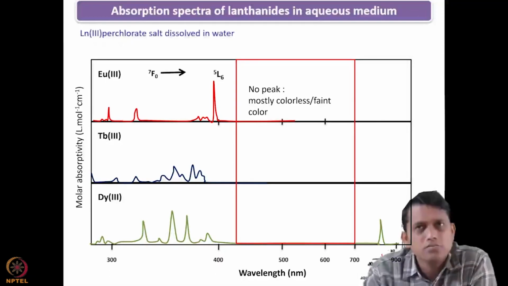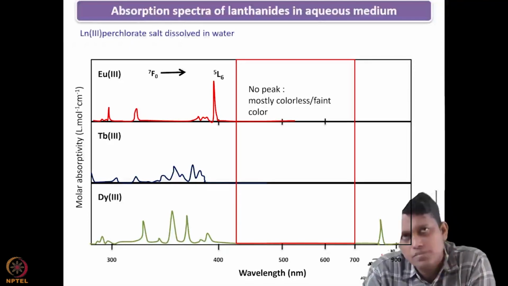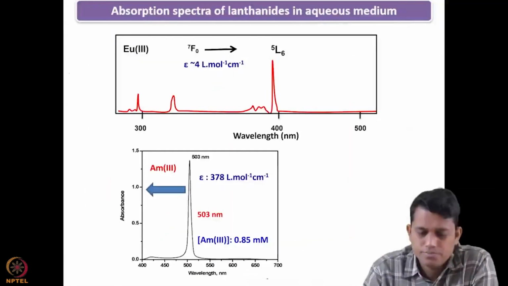These do have some color because again you can see some transitions in the visible region of the spectrum. So whenever you see a transition in this region, you can expect some color when you prepare solutions of this kind of lanthanide. But if you are not able to see any peak in this region, they should be colorless.